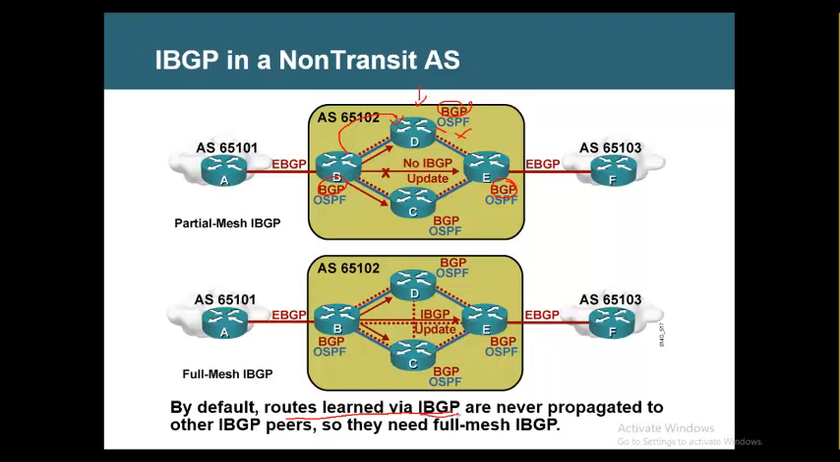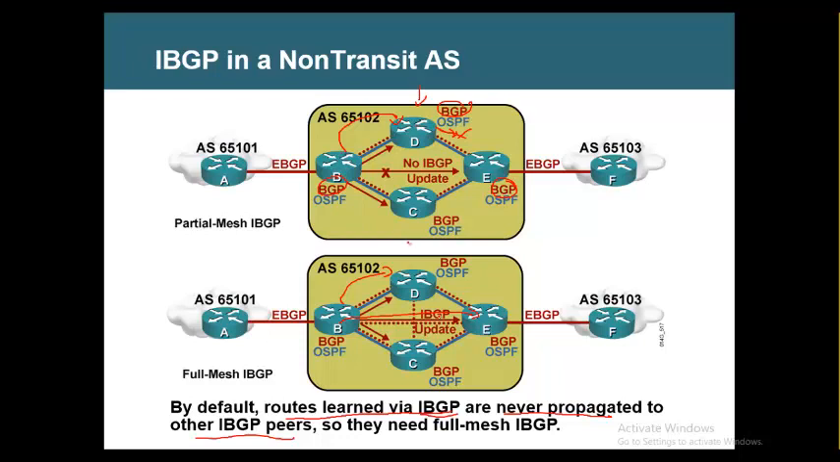Routes learned via IBGP are never propagated to other IBGP peers. D learning a route from B is an IBGP learning. Routes learned via IBGP are never propagated to other IBGP peers. If you want that propagation to happen, you need B to directly give it to E like it gives to D. That's why you need to have full mesh.